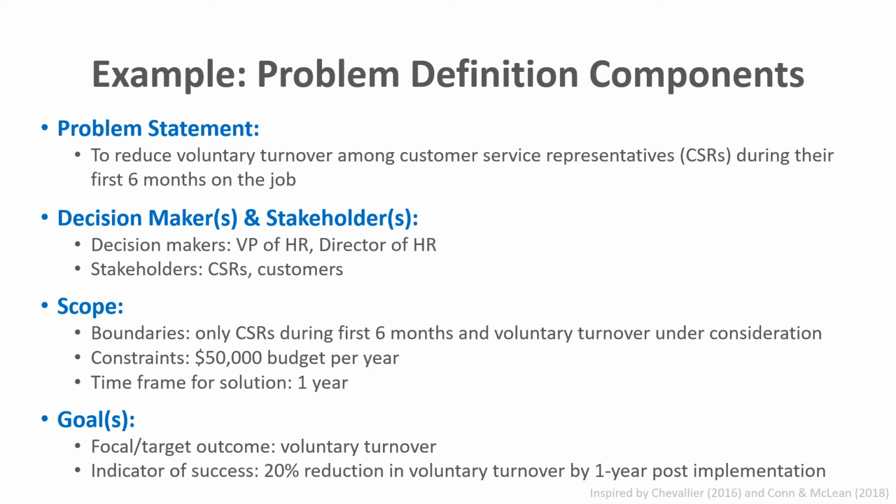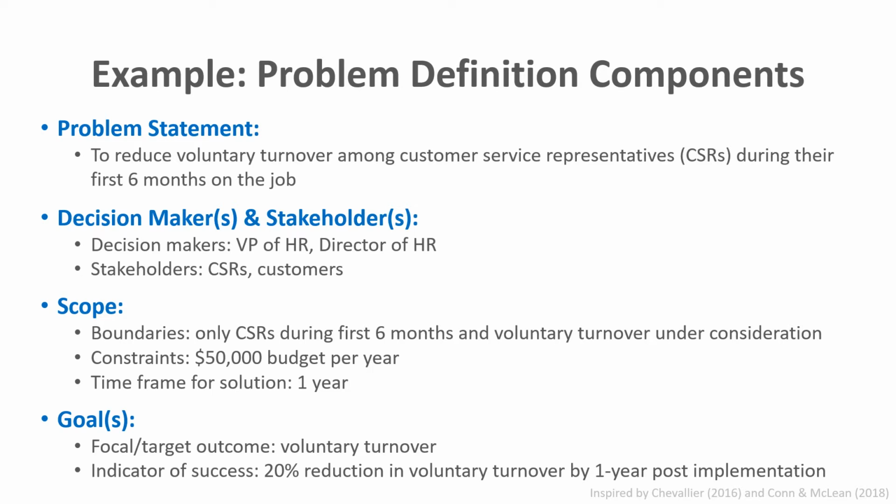that we can use towards solving this problem. And then finally, with respect to scope, the time frame for this particular solution is 1 year. And that means that we've decided that we want to see and assess whether we were able to reduce voluntary turnover among customer service representatives during their first 6 months on the job within 1 year of implementing this project.